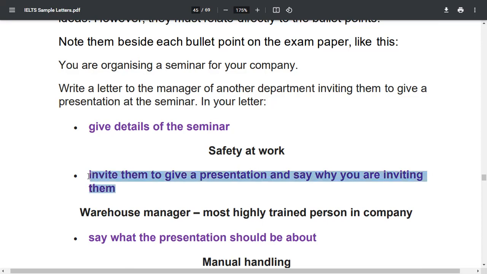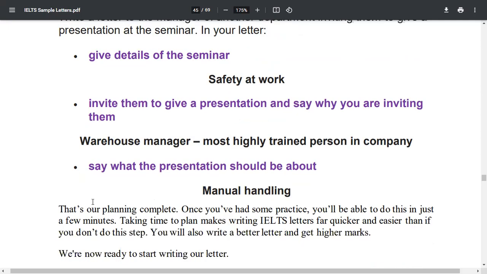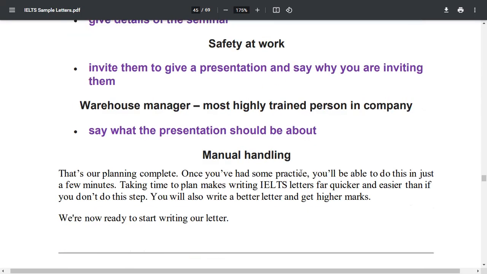The second question says invite them to give a presentation and say why you are inviting them. So I'm going to mention that I'm going to invite the warehouse manager because he's the most highly trained person in the company. And for the third bullet point, the third question that says say what the presentation should be about, I'm going to talk about manual handling. So that's our planning complete. Once you've had some practice, you will be able to do this in just a few minutes.